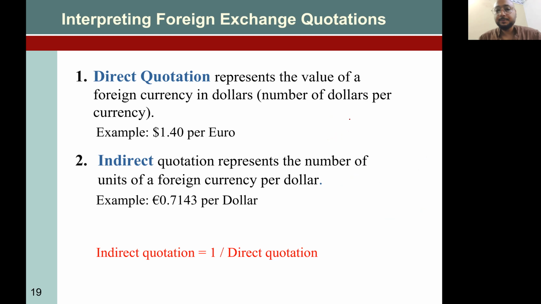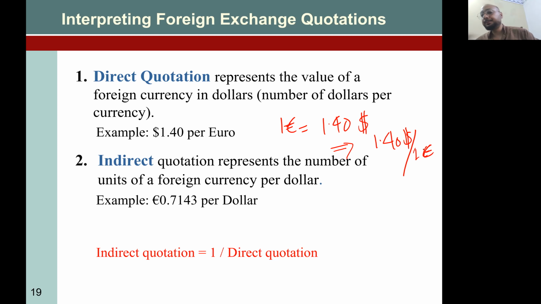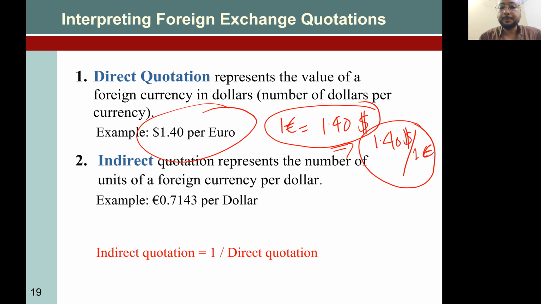So if I write 1 euro is equal to 1.40 dollar, it is the same as 1.4 dollar by 1 euro. So don't get confused with some other questions, some book readings. Okay, sir, what does it mean? This and this are the same.